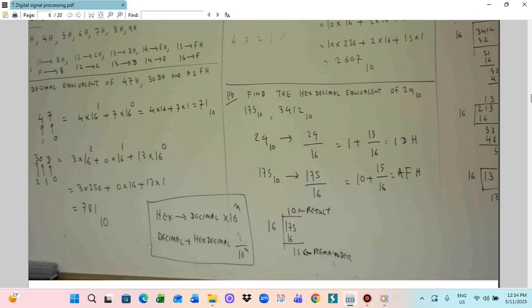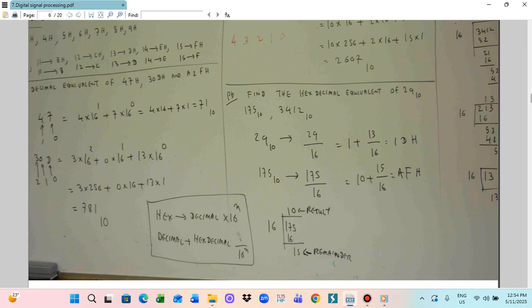So the result is 10 and the remainder is 15, so you can write 10 plus 15 by 16. Looking at the table, 10 is A, so write A for the 10. 15 is F, so write F for 15. And to indicate the hexadecimal, you put the H. So AFH. So 175 base 10 is equal to AFH.